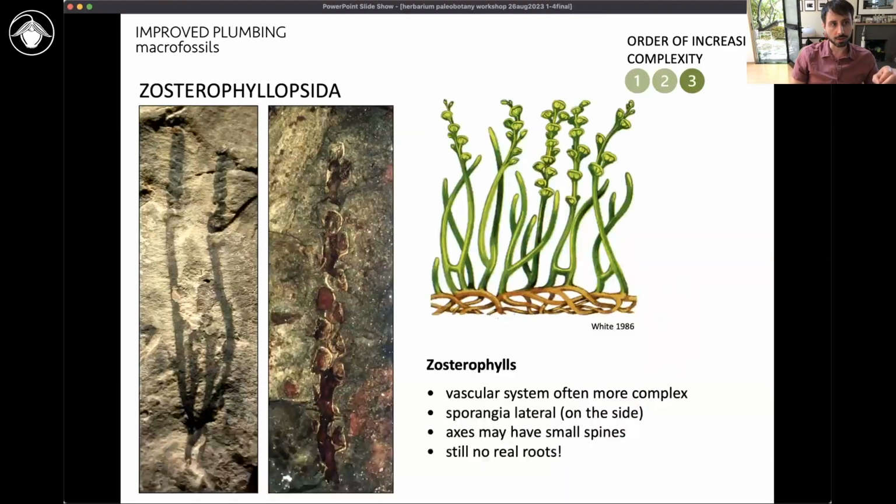So the next group I want to talk about in terms of complexity is the zosterophylls. And zosterophylls are certainly more complex than Cooksonia in that now they have subterranean underground shoots in many cases. They have a vascular system that is typically more complex. So they have very specialized tracheids and cells for conducting water and nutrients. They also have developed small spines, some of them, to help with photosynthetic area. They still don't have true roots and they still don't have true leaves.